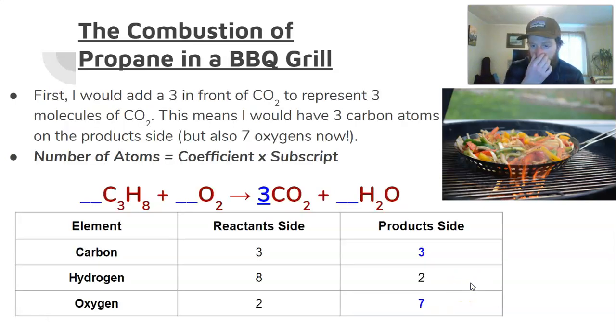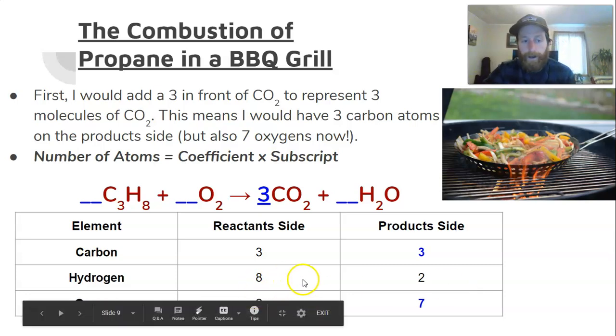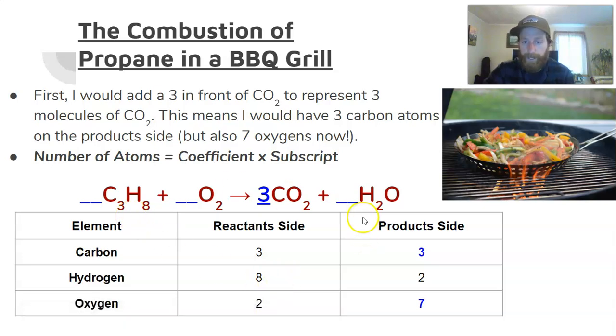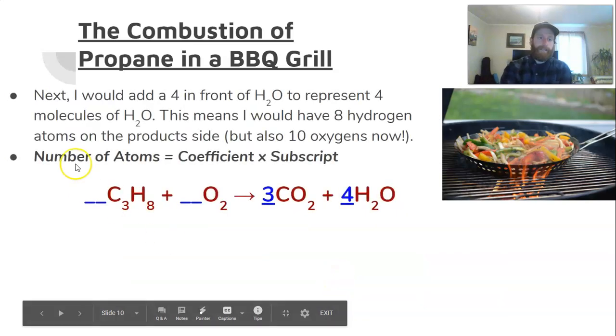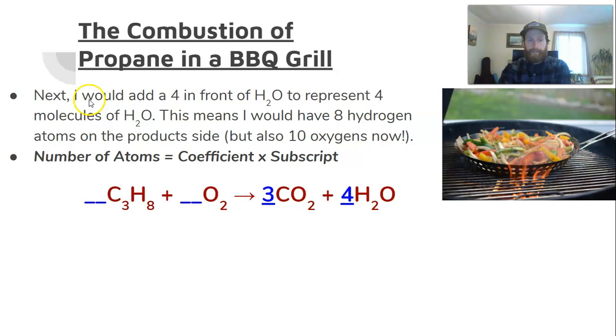What would I do next? Before I show you, my thought process here is I'm looking at the next thing, which is hydrogen. I have 8 on the left, only 2 on the right. So I'm asking myself, what number can I put here in front of water so that when multiplied by 2, it'll get me up to the 8 hydrogens I need. So here, of course, I would say next, I'm going to add a 4 because 4 times 2 equals 8 in front of water to represent 4 molecules of water. This means I would have 8 hydrogen atoms on the product side in total.